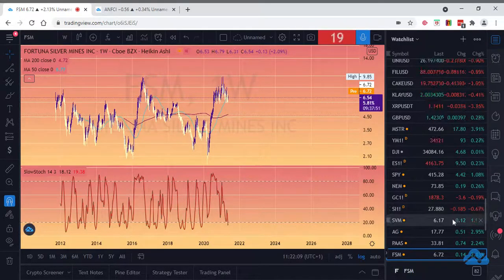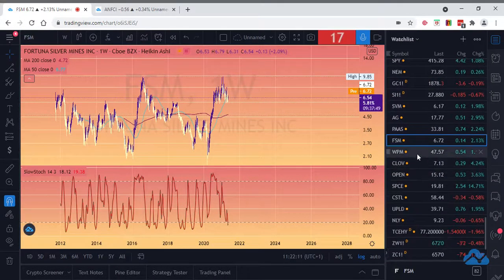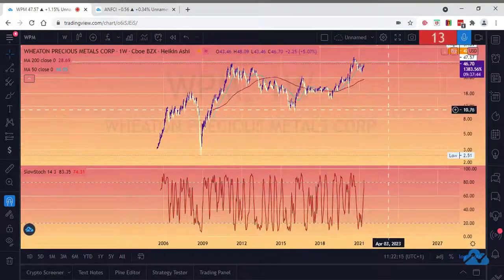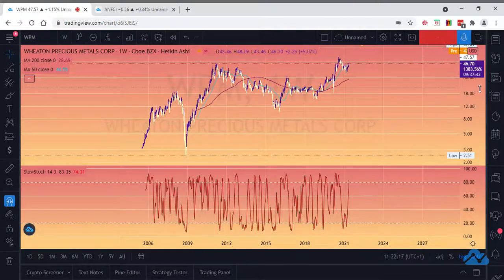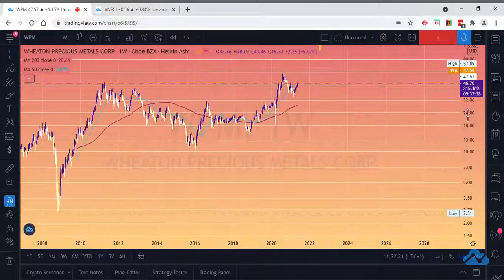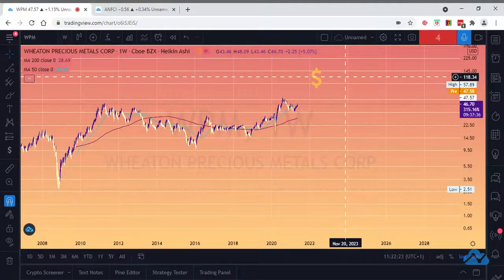I'll do one more quickly. Wheaton. Similar pattern to Fortuna. It's getting ready to rock and roll. So yeah, could be a season of gold miners coming up. Where's the target? Up here, 120.